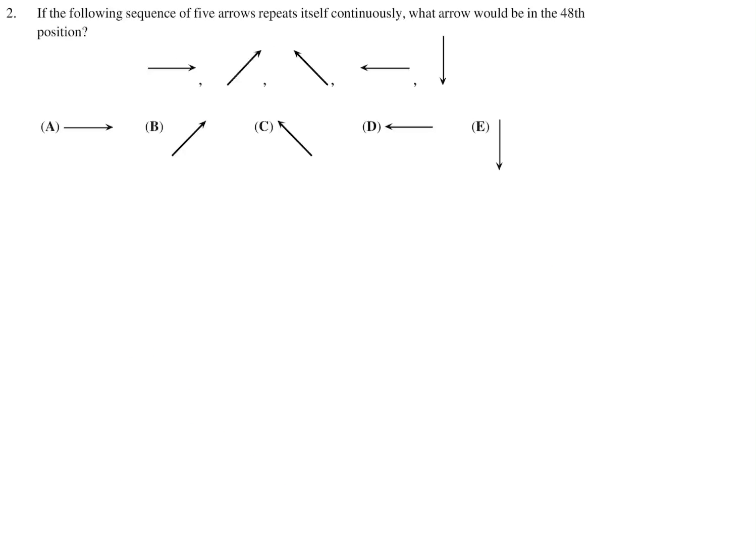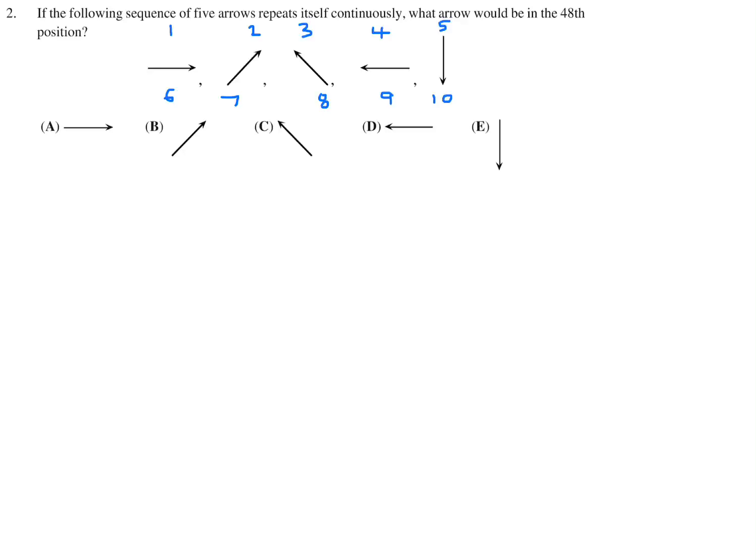If the following sequence of 5 arrows repeats itself continuously, what arrow would be in the 48th position? So this is the first position, second position, third, fourth, and fifth. And similarly, 6th position, 7th, 8th, 9th, 10th, like that. And it just keeps repeating.